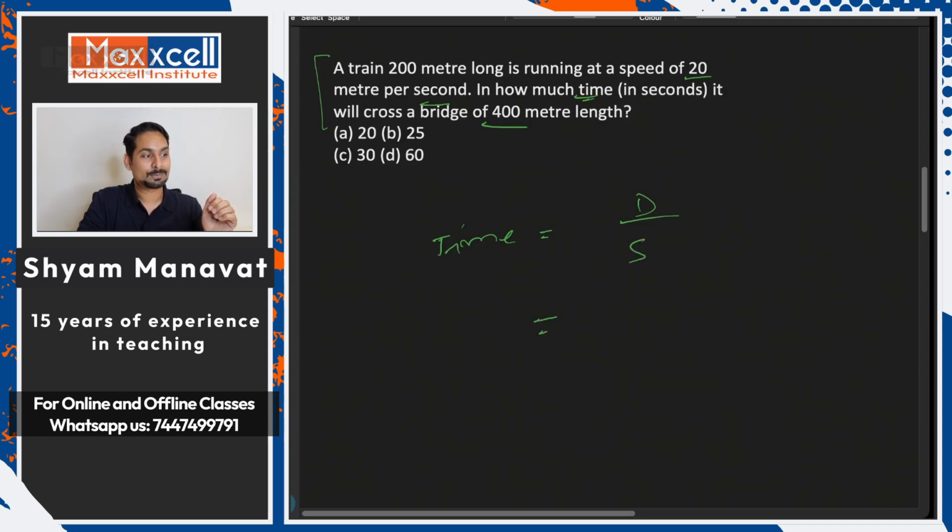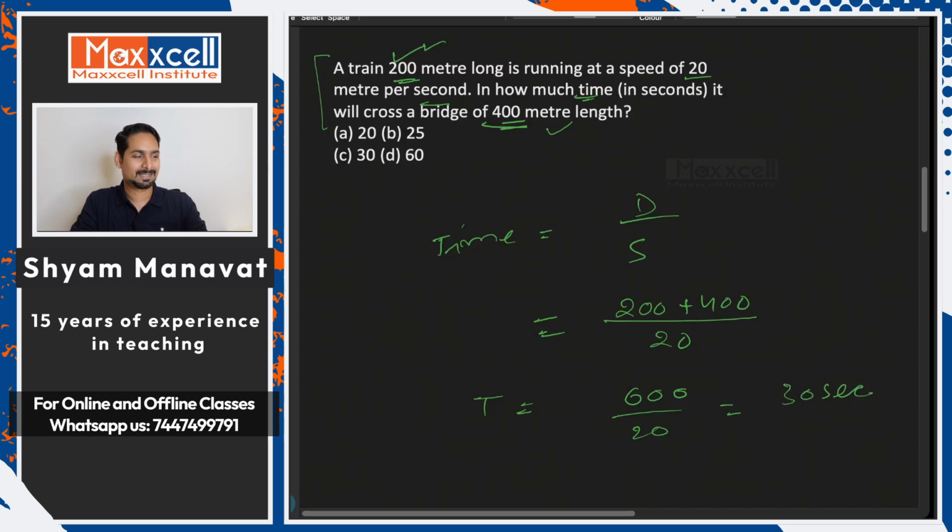But the point is to make you understand how to handle questions where the length of the train is given. Consider the length of the train as part of the distance. So here distance is the length of the train plus the distance which the train has to travel to cross that. So 200 plus 400. Both units are in meters, and the speed is also in meters per second, so we don't need to make any changes. Time is 600 by 20. The answer will be 30 seconds.